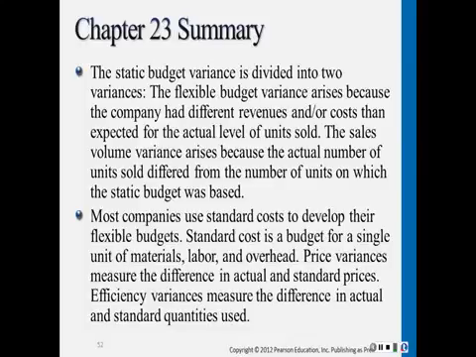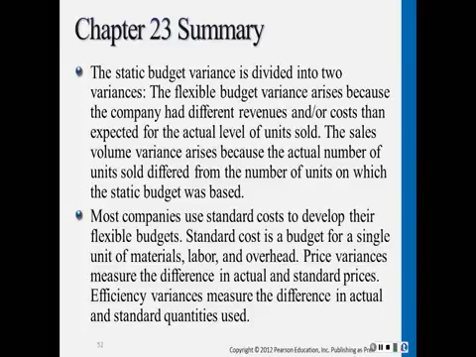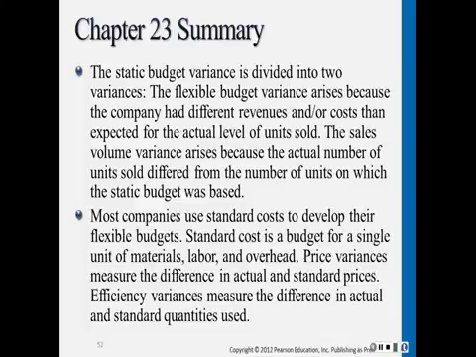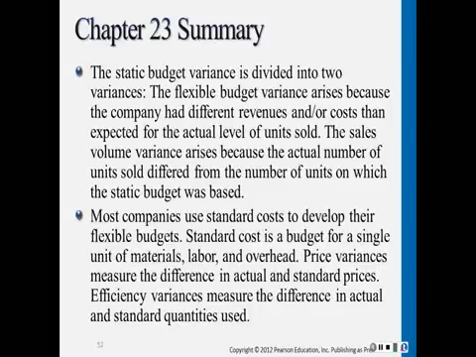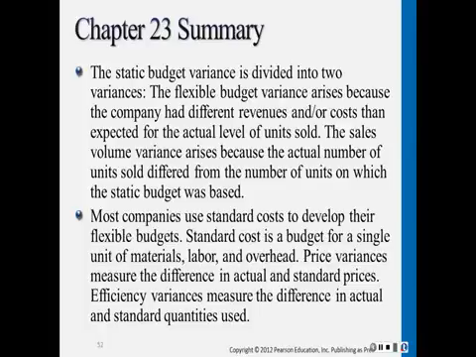Most companies use standard cost to develop their flexible budgets. Standard cost is the budget for a single unit of materials, labor, and overhead. Price variances measure the difference in actual and standard prices. Efficiency variances measure the difference in actual and standard quantities used.